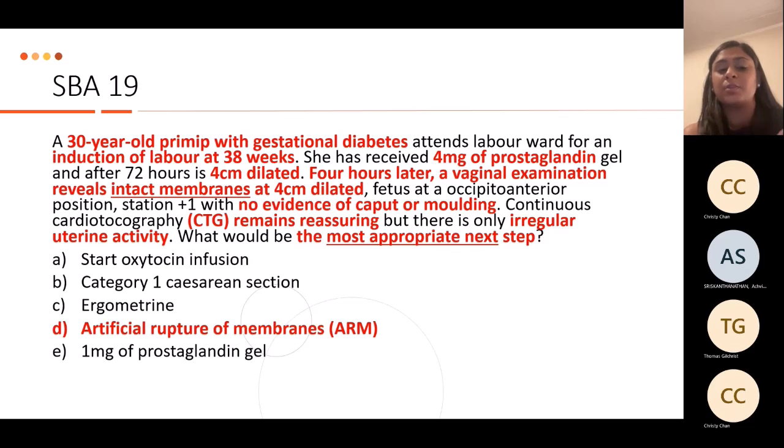She's 4 centimetres, so there is a way to do it. You could consider starting an oxytocin infusion, but before the membranes are broken, unless there is a contraindication to an ARM, we tend to go for an ARM first. We wouldn't go for a category 1 section because there's no evidence of fetal distress. Ergometrine we only really use after delivery when we're trying to deliver the placenta, and usually it's given with syntocinon, so it's generally called syntometrine. And she's had the maximum amount of prostaglandin gel that you can have, so giving an extra milligram of prostaglandin gel doesn't actually make any sense.